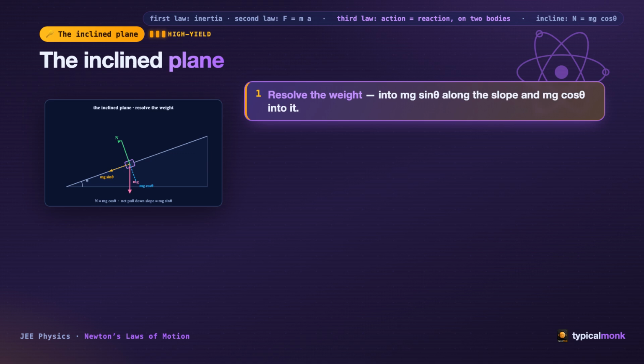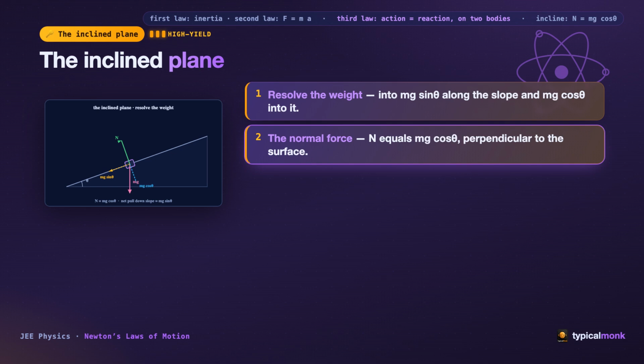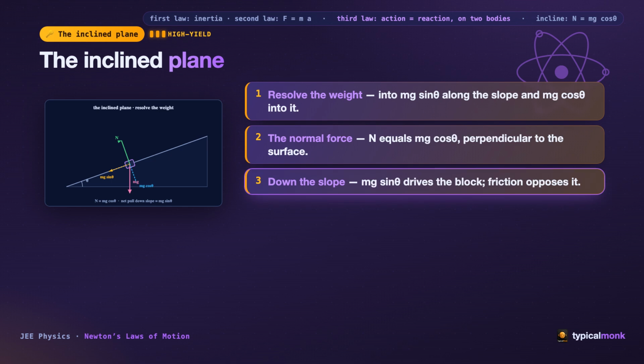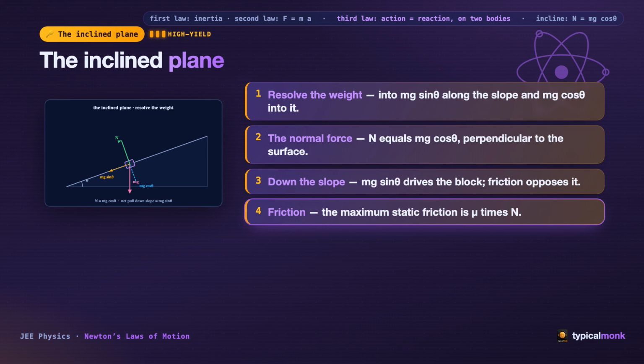Now look at the picture, the inclined plane. And the trick is to resolve the weight into mg sine theta along the slope and mg cosine theta into it. The normal force, N equals mg cosine theta perpendicular to the surface. Down the slope, mg sine theta drives the block, friction opposes it. Friction. The maximum static friction is mu times N.